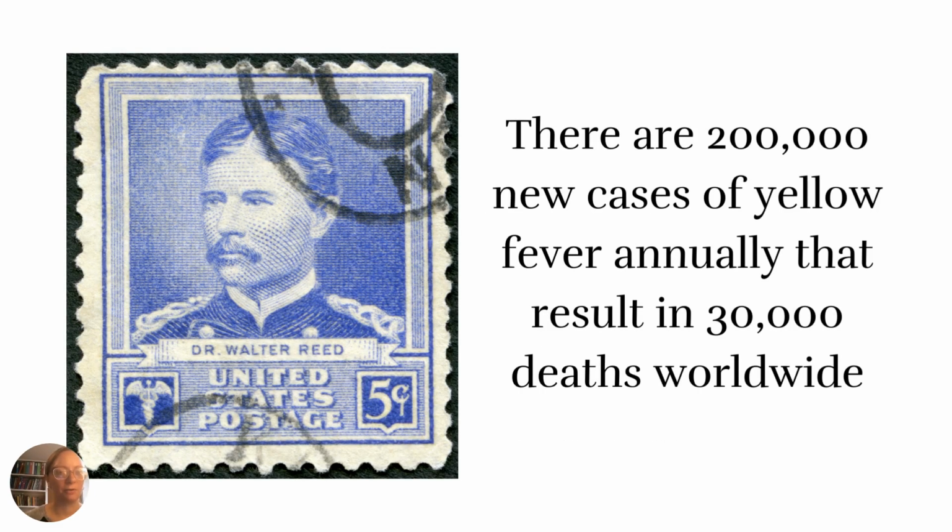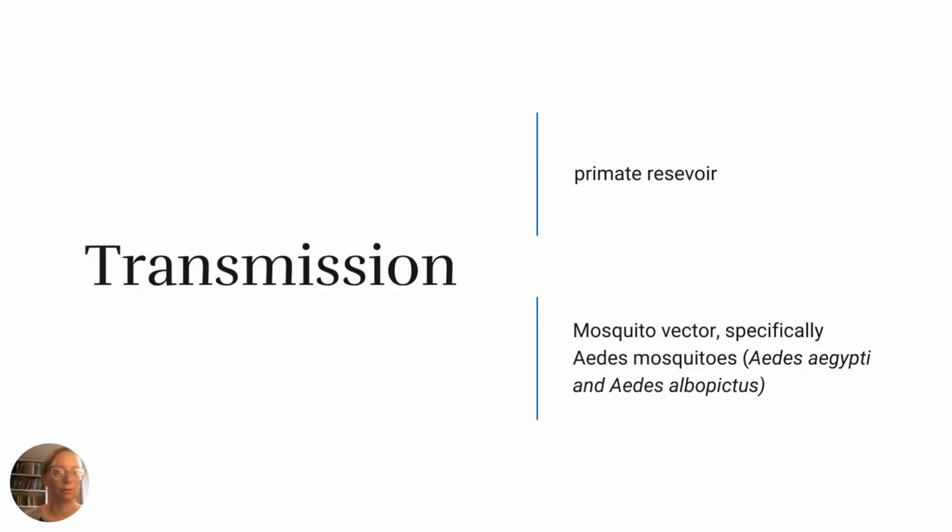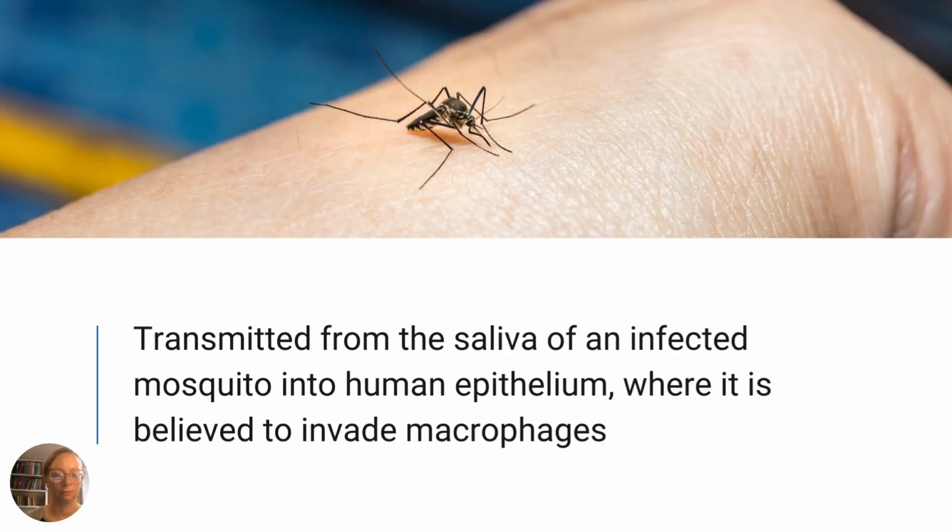So on the left, you see a picture of Dr. Walter Reed. There are 200,000 new cases of yellow fever annually, and that's globally. That results in 30,000 deaths worldwide. Yellow fever has a primate reservoir and a mosquito vector, specifically Aedes mosquitoes, including Aedes aegypti and Aedes albopictus, but mostly Aedes aegypti. Yellow fever is transmitted from the saliva of an infected mosquito into the human epithelium, where it's believed to invade macrophages.